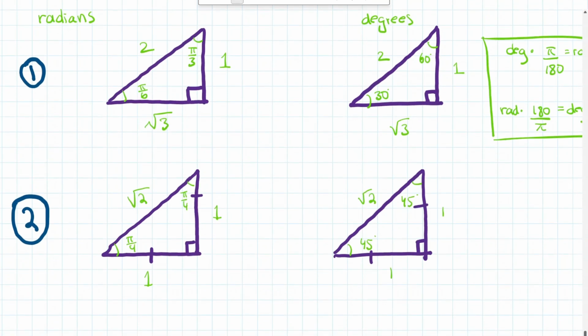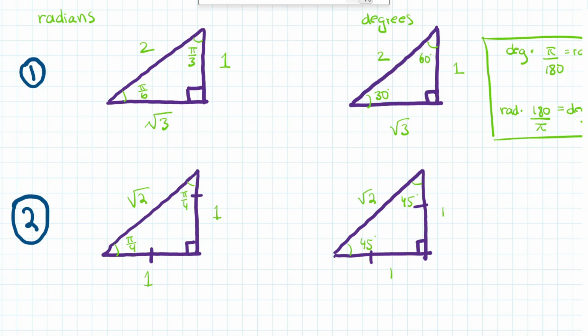Anytime you see radians such as pi over 6, pi over 3, pi over 4, or degrees like 30, 60, or 45, that should be a dead giveaway that you have a special triangle, and then you can apply these side lengths. Also note that you can have similar triangles where you can multiply your whole triangle by a factor, and you can still have special triangles in those cases. So you can grow them.